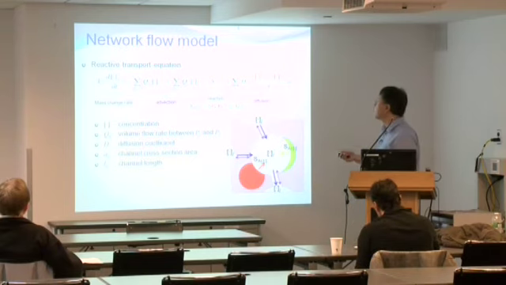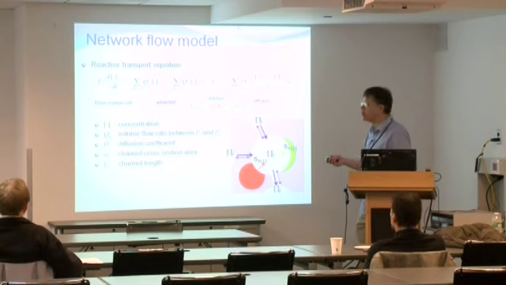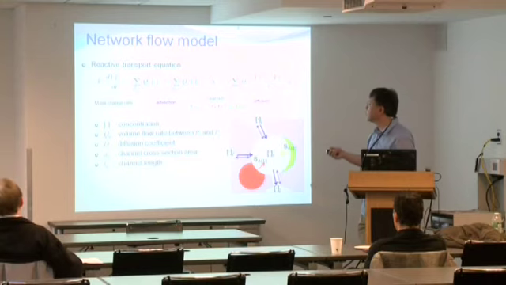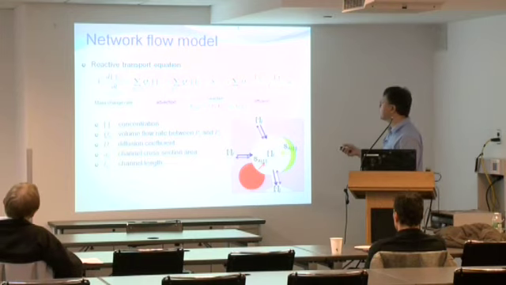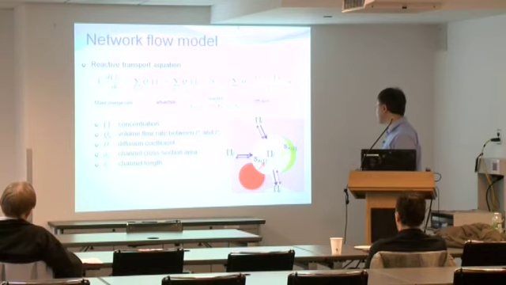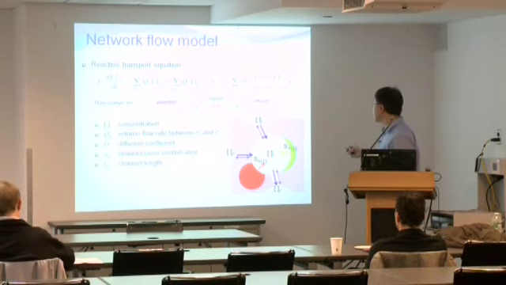And this is the reactive transport equation. This is the governing equation for the reactive flow simulations. So Vi is the pore volume, and this bracket represents the concentration. So this is the mass change rate in a pore body. And this term is the mass transfer rate by advection. And this term is the mass change rate by chemical reactions. And this term is the mass transfer rate by diffusion.